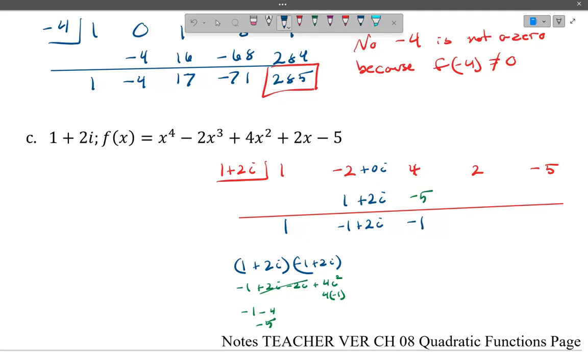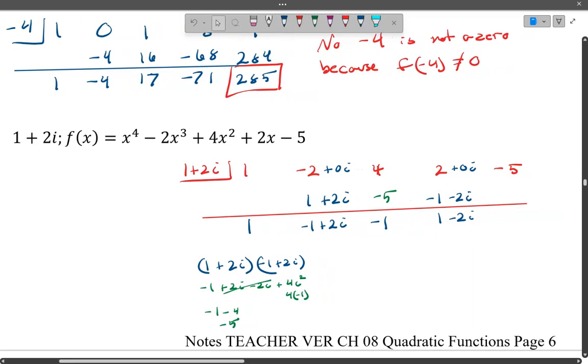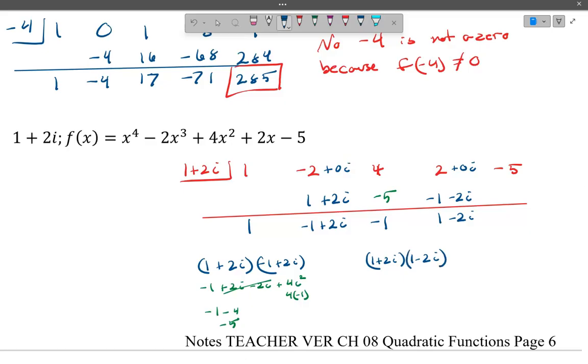We're going to multiply negative 1 by 1 plus 2i. That gives us negative 1 minus 2i. Again, we can imagine this 2 is 2 plus 0i, leaving us with 1 minus 2i. Now we're going to go ahead and multiply 1 plus 2i by 1 minus 2i. And we'll use our distributive property again. We get 1, negative 2i, positive 2i, negative 4i squared. The negative 2i and the positive 2i will cancel.